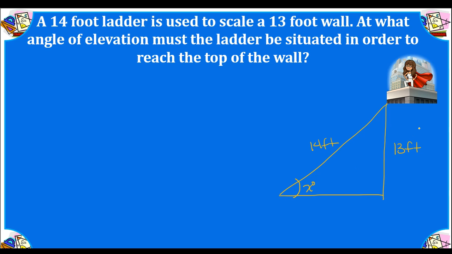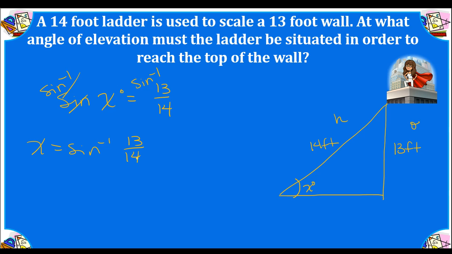So this is our reference angle. We have opposite and hypotenuse. So that's going to be sine. So the sine of some angle measurement is equal to 13 over 14. We're going to take the inverse of sine on both sides. And in my calculator, I'm going to do second sine, and then my n over d is 13 over 14. And we get about 68. So the angle measurement, to the nearest degree, is 68 degrees.